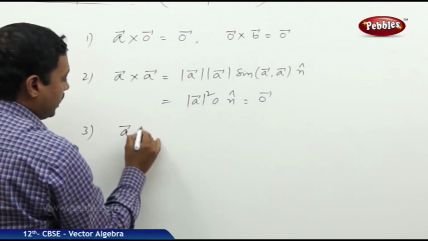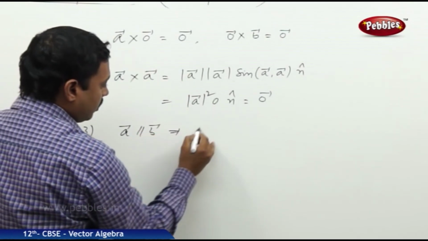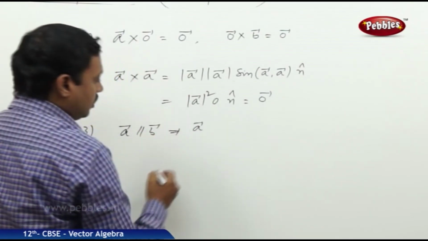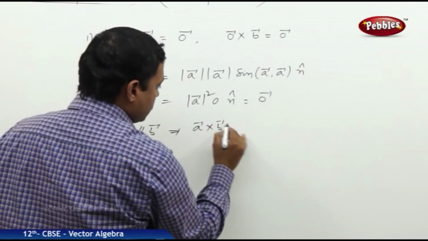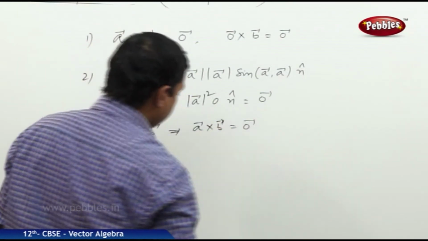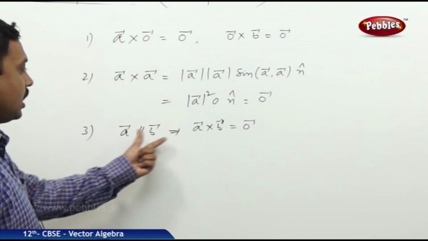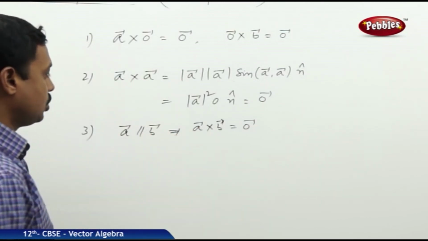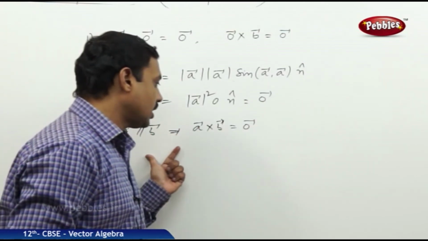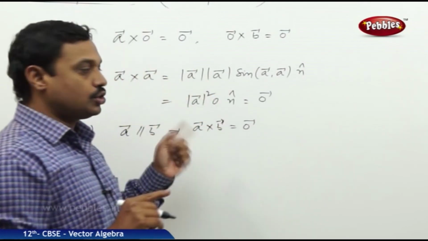If A bar is parallel to B bar, then we already know that A cross B is equal to 0 bar. When A is parallel to B bar, A cross B is equal to 0 bar. When A is perpendicular to B bar, A dot B is equal to 0.